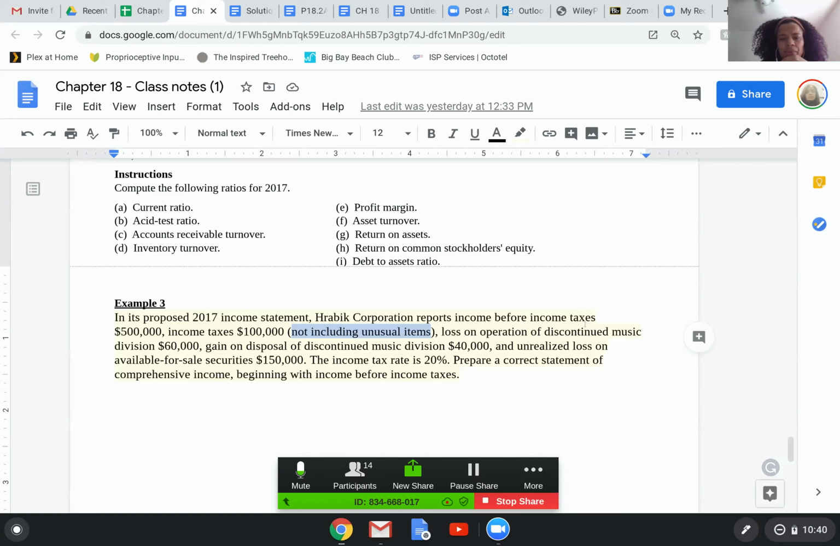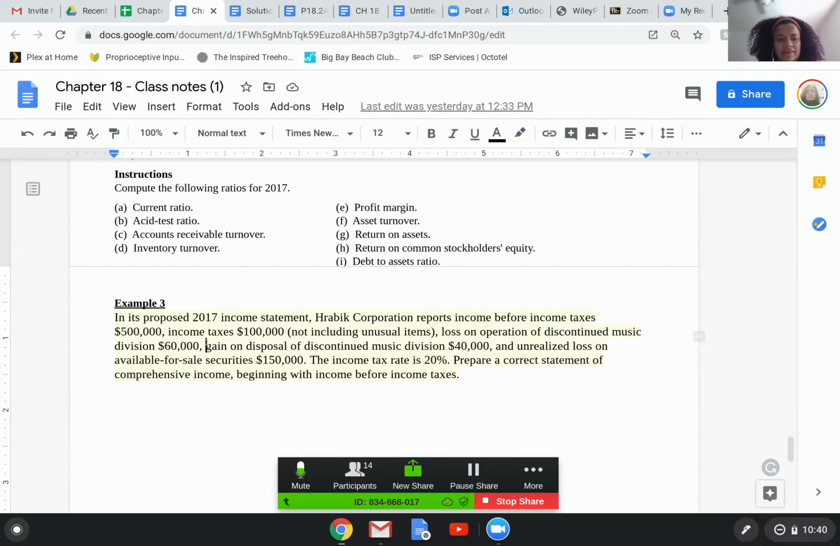So loss on operation of discontinued music division. Do you see here how it says operation? This means it's the loss that they made, basically just from revenue and expenses in that music division. So the day-to-day operations resulted in a $60,000 loss. This again is a discontinued operation, so it will be shown on its own separate line.